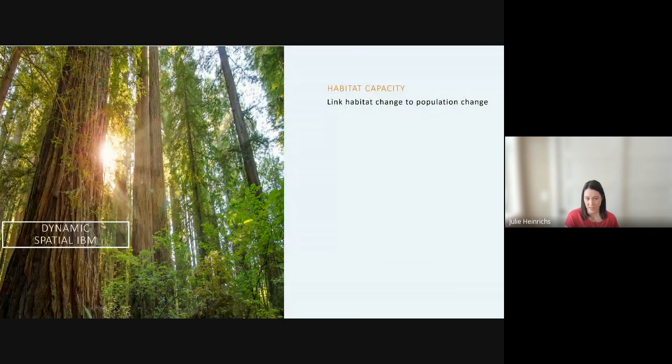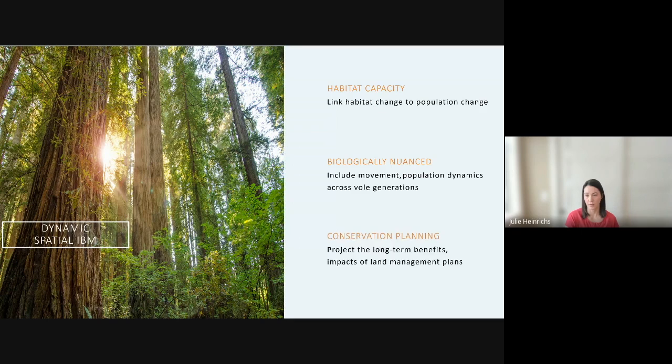So we look to these dynamic spatial IBMs to model this, in part because they're really good at linking habitat change to population change. There's enough functionality there to make that linkage clear. And to do so in a biologically nuanced way, so that our estimates of how many voles there could be include how far individuals can move, their population dynamics across vole generations, and the timing of all the changes. And ultimately we wanted to use the results to think about land management plans into the future.